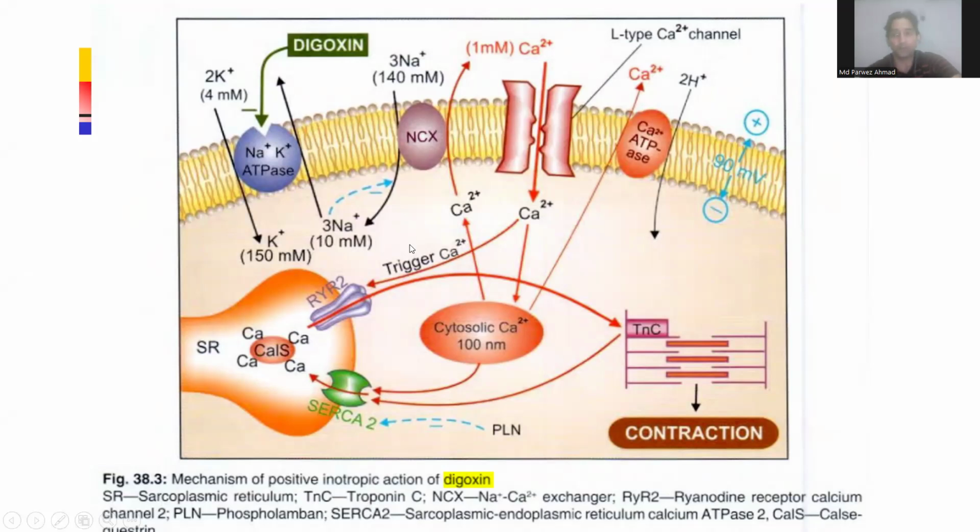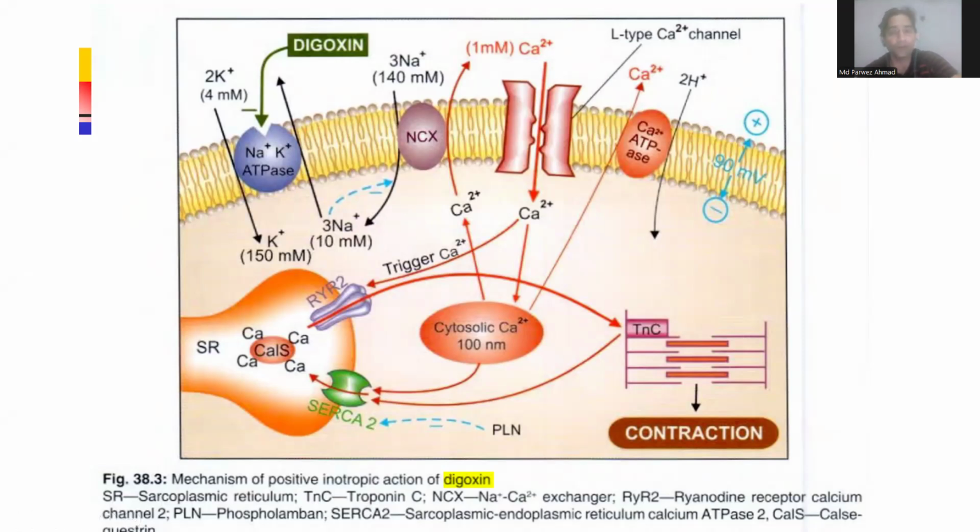Now the mechanism of action of digoxin. Digoxin inhibits the sodium potassium ATPase enzyme channel. Once this enzyme is inhibited, an excess amount of sodium is present inside the cell. That means this sodium is unable to go out, and gradually there is accumulation of sodium ions inside the cell. And this excess amount of sodium inhibits the sodium calcium exchanger.